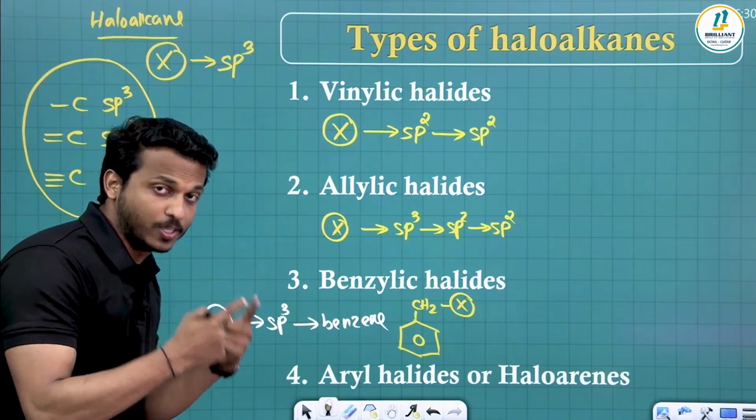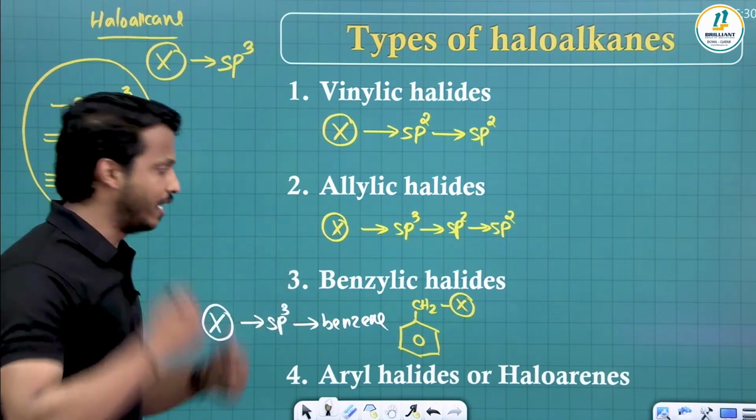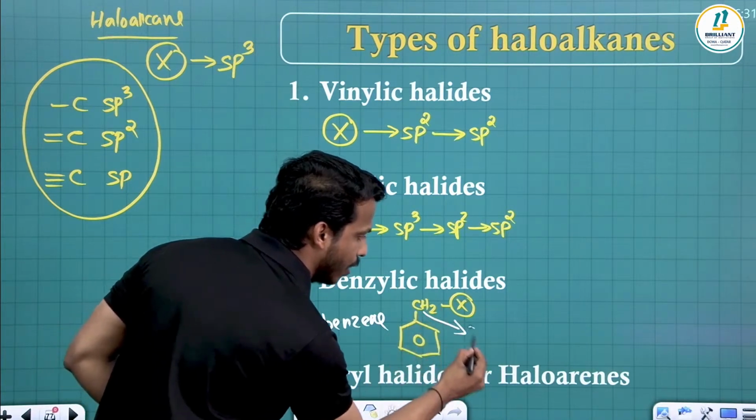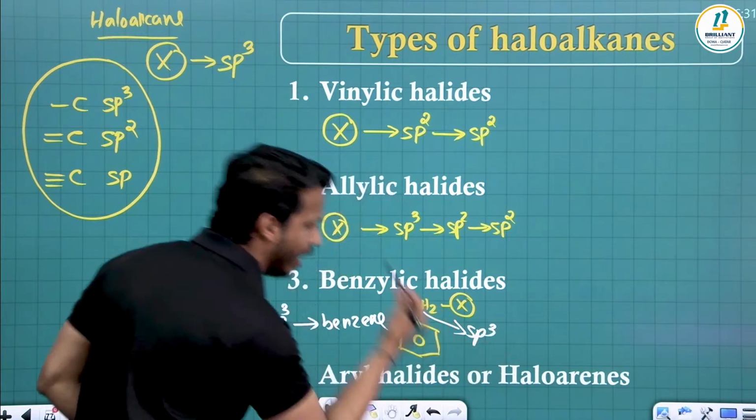Halogen connected to carbon sp3, then it's connected to benzene. See, all of you, halogen connected. What is this carbon hybridization? Full single bond, sp3, see, then a benzene ring.